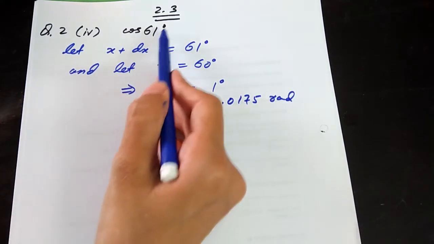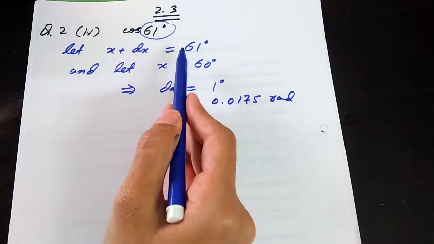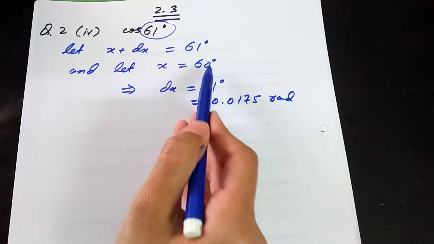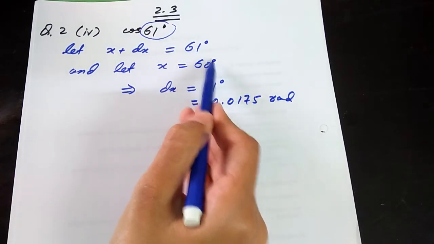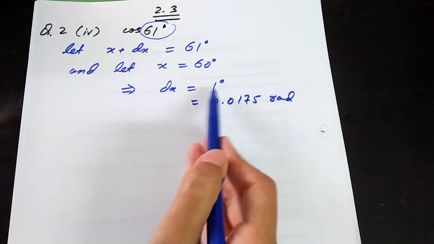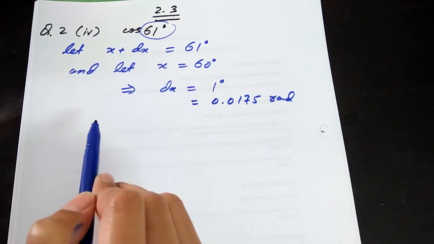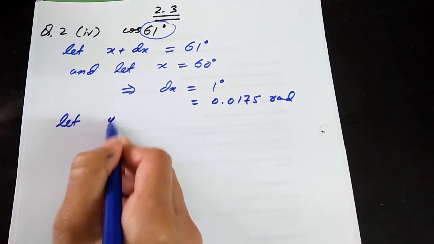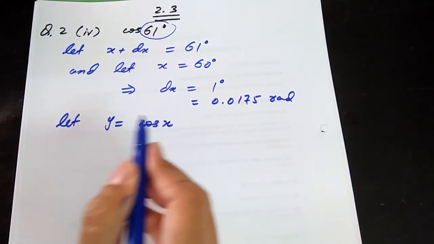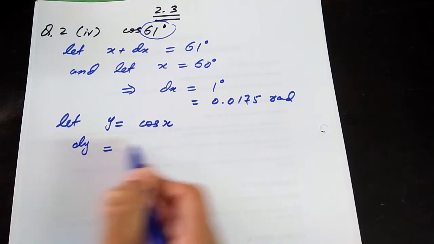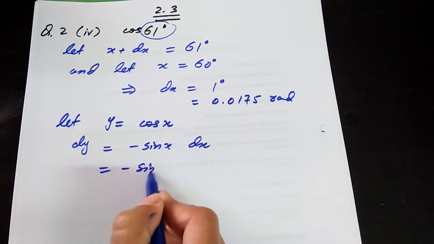What you did, you just let this angle equals to x plus dx. Now nearest quadrantal angle, let's suppose that angle equals to x, and the remaining thing, like you see, 60 plus 1 will give you 61 degree. So the remaining 1 degree will be let equals to dx, and you know that 1 degree is equals to 0.0175 radian. Now let y is equals to cos of x. Taking differential of both sides, you will get dy is equals to minus sine of x dx.